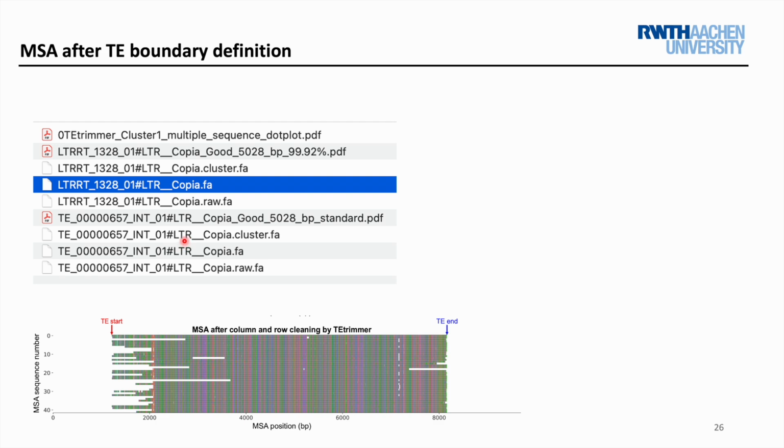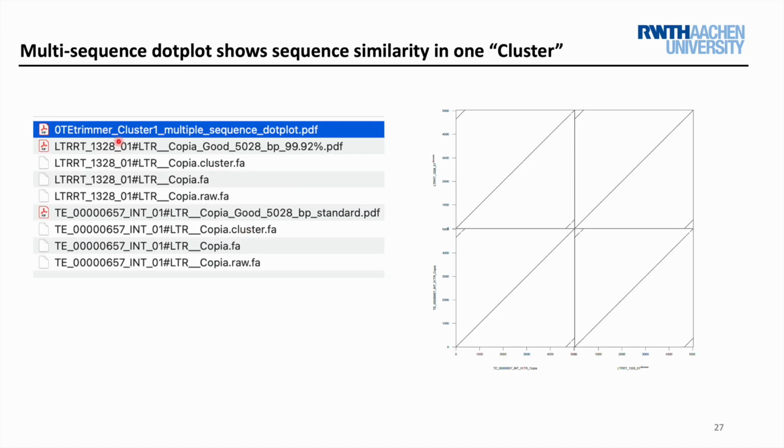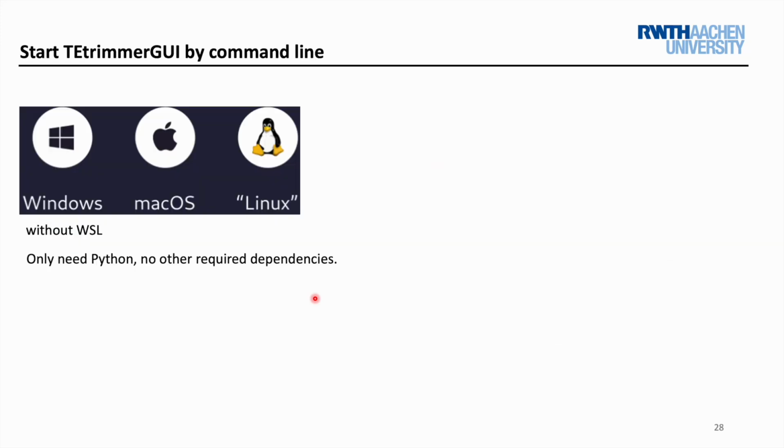To give you a basic overview of how similar those sequences are, because each cluster folder includes many files or many TE consensus sequences, we provided multiple sequence dot plots. Based on these multiple sequence dot plots, you can see how similar the sequences included in one cluster folder are, and where the differences are. Yeah, this is the introduction for how to understand TEtrimmer outputs.